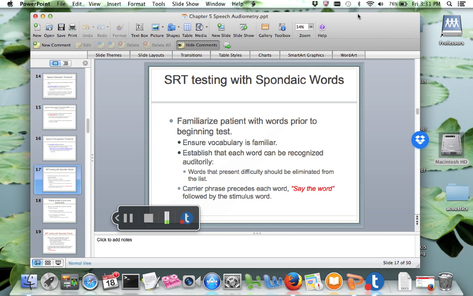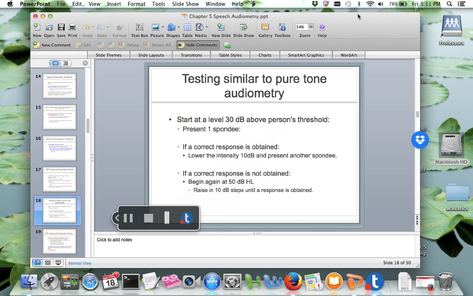And our threshold search starts with, say the word baseball. And then the person is asked to repeat the word baseball. So we would start at a level of 30 decibels. You present your spondaic word. If the person repeats the word correctly, you can go down 10 decibels.